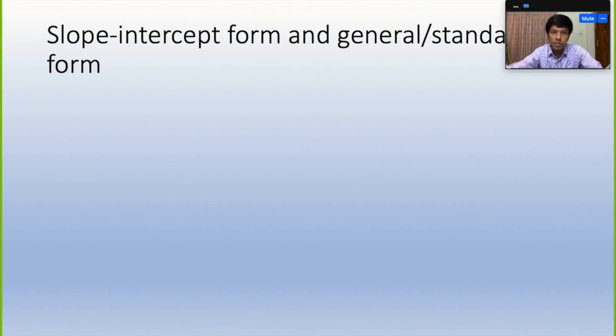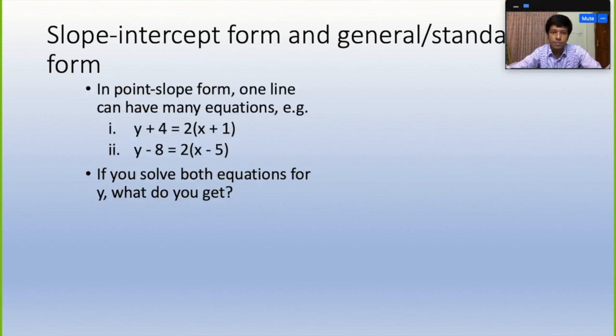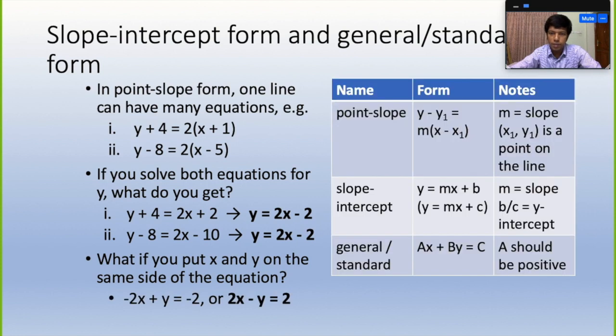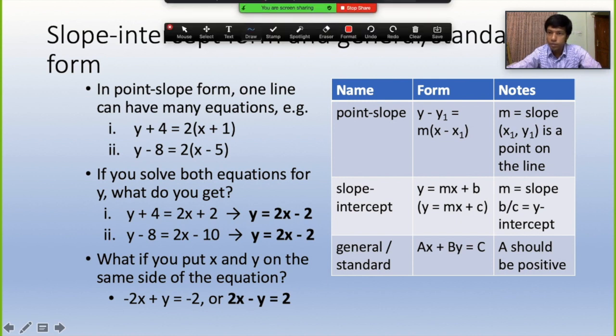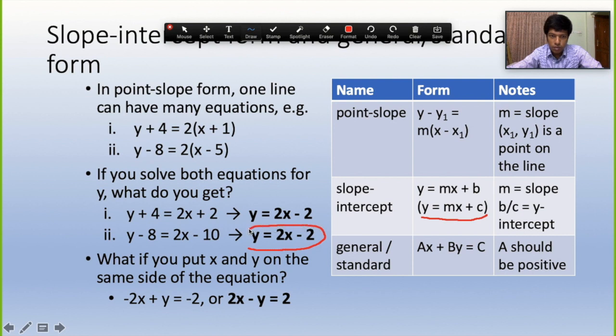Then we have slope-intercept form and general form or standard form. Let me first of all bring them up. I told you what the slope-intercept form is in our discussion in the second slide. So this one was the slope-intercept form. One example is, let's say, y = 2x + 6. This is one example of slope-intercept form. This is the y-intercept, this is the slope.